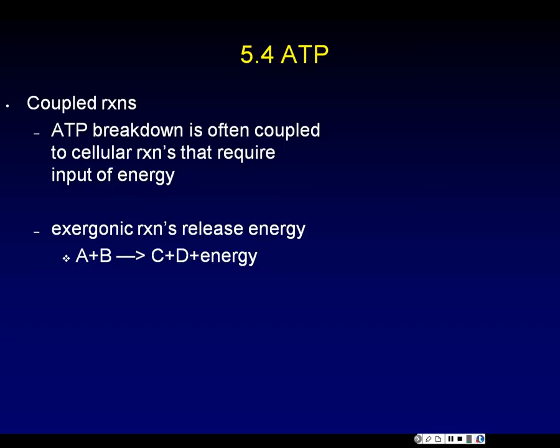So it says, for example, we could have A plus B yields C plus D plus some energy, okay? That would be an example of an exergonic reaction because we see the energy at the end. It's being liberated from this type of reaction. And then an endergonic reaction, we said they require energy.